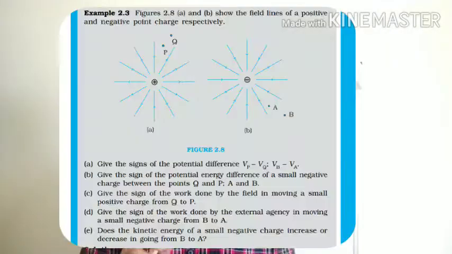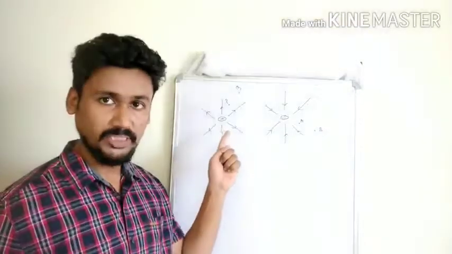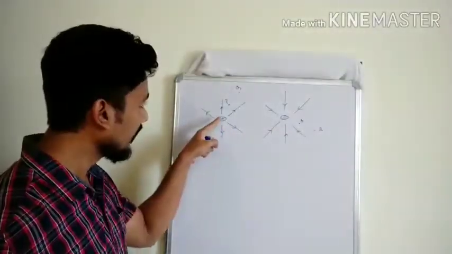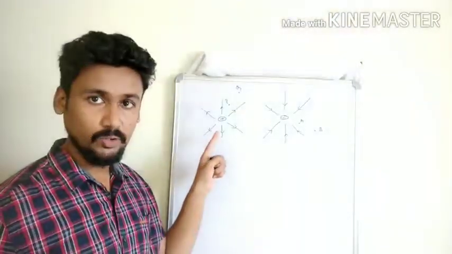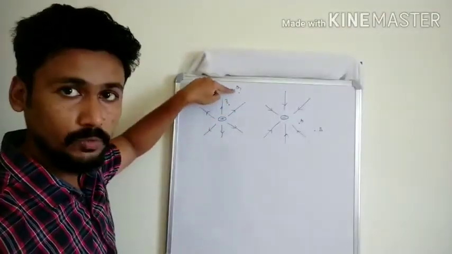Let us see the second one. This is example number 2.3 that you are now seeing on your screen. Here we are seeing two diagrams. We have to observe the diagrams and then solve the questions that are given. First diagram is about a positive charge. These lines denote the electric field due to the positive charge. And there are 2 points you will see, point P and point Q.